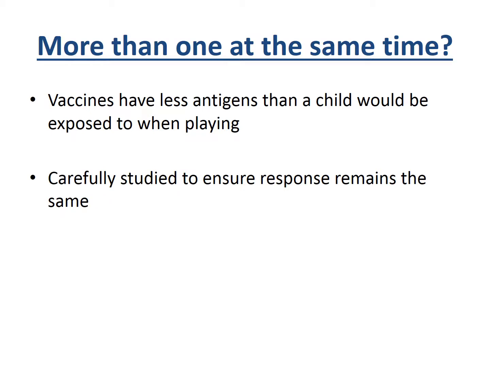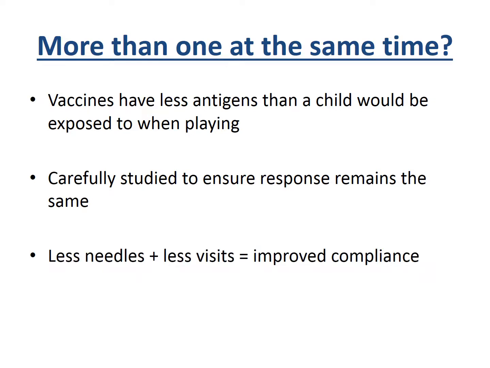So vaccines are very safe, and they only have a very small amount of actual infectious or antigenic tissue in it. So the immune response your child's getting from a vaccine is similar to what they come across, and in fact probably lower in day-to-day life. Combination vaccines have been carefully studied to ensure that each vaccine component still has an equitable response than it would be if they were given every vaccine individually.